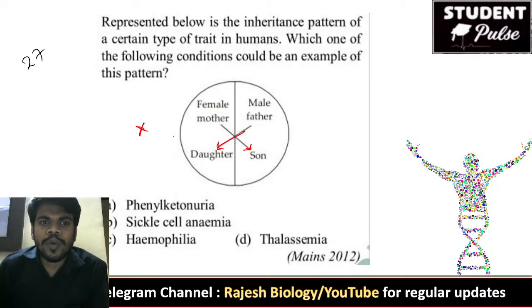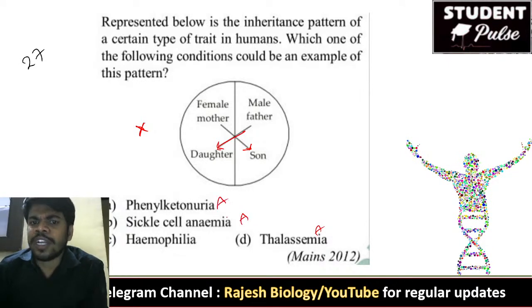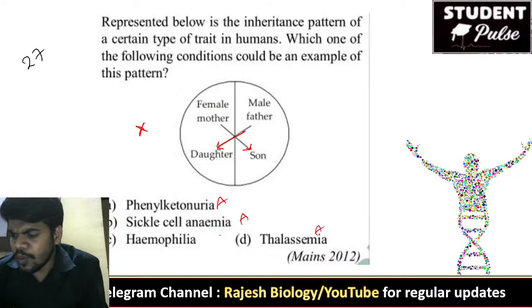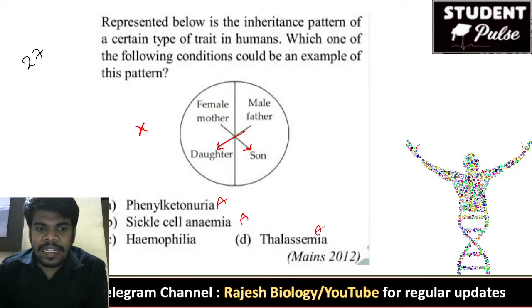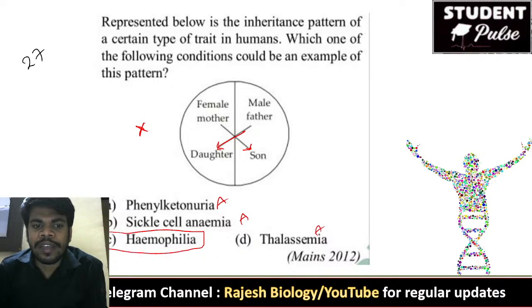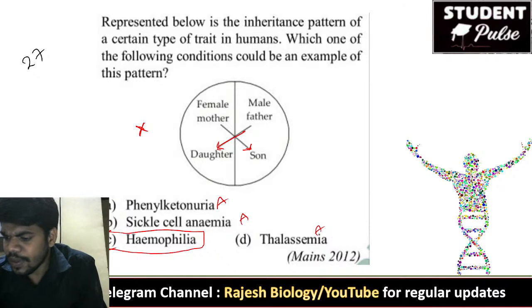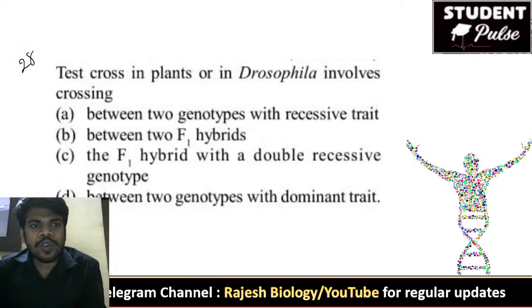Okay. So, which type of disease is it? Thalassemia is an autosomal disease. Sickle cell anemia is an autosomal disease. Phenylketonuria is an autosomal disease. So, X-linked disease is only hemophilia. So the right answer is C. Carried female. Yes. Next question, 28th question.